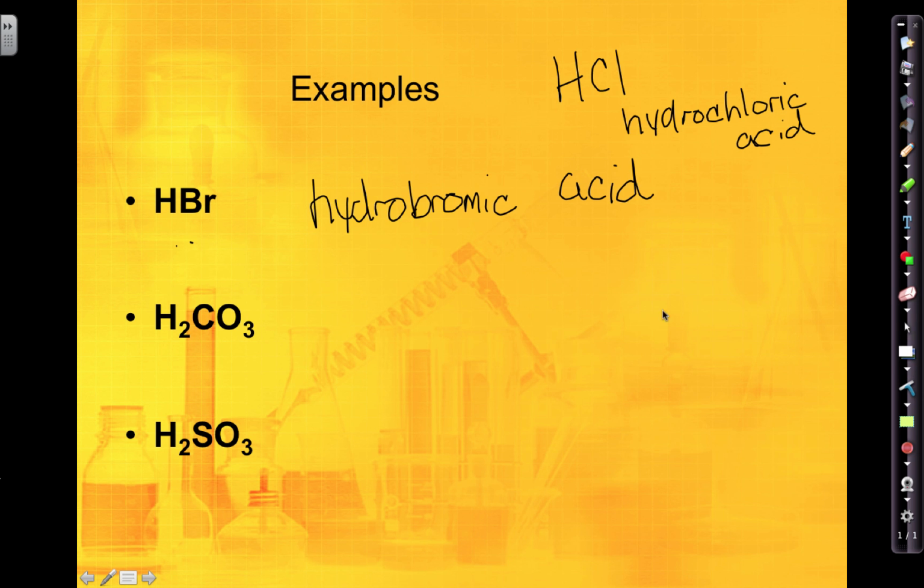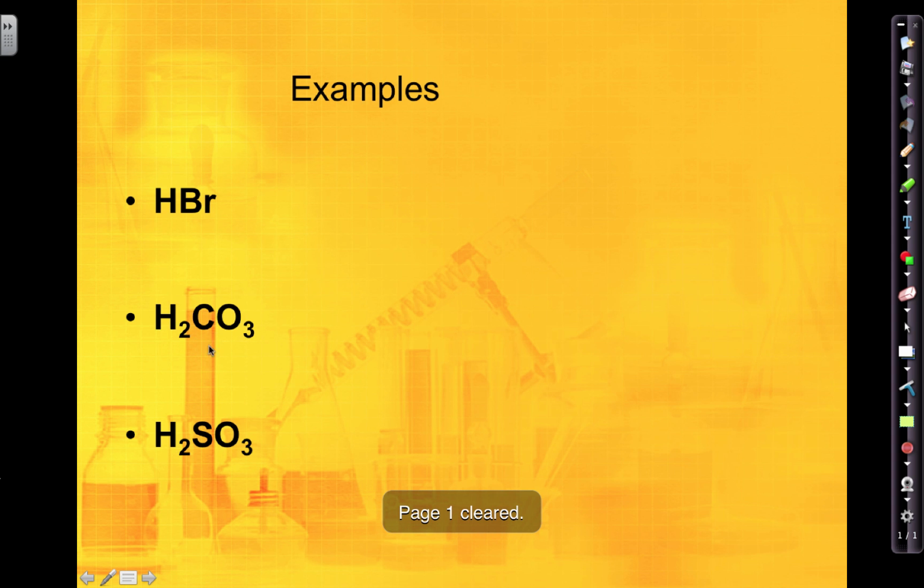H2CO3. Okay, so let's look at the last part. We know it's an acid because it begins with H. Okay, so if it begins with H, it's an acid. The next part is CO3. This is not two elements, so no hydro prefix is necessary. The carbonate becomes carbonic acid. So this is just carbonic acid.